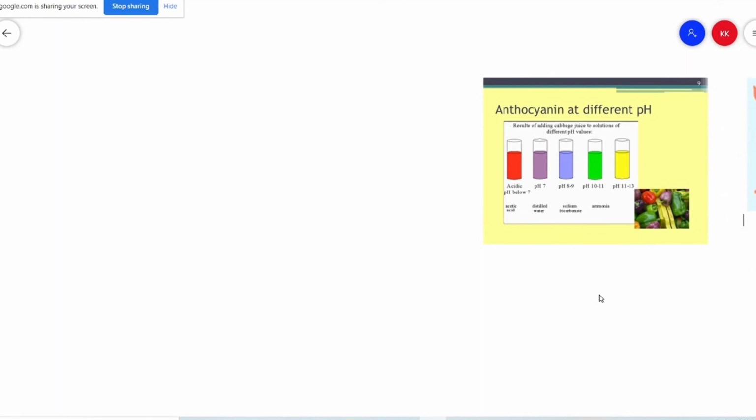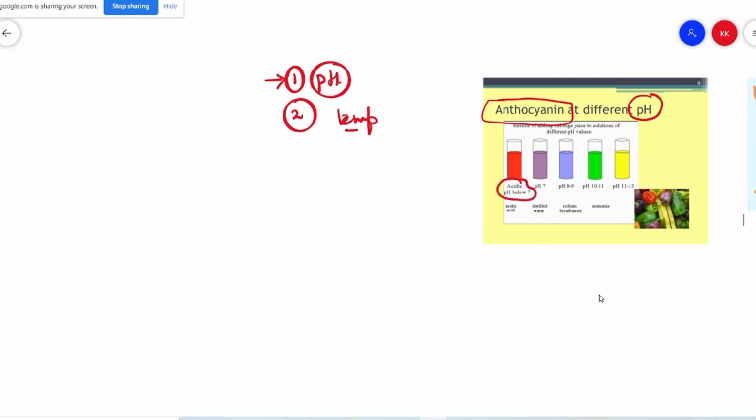So actually anthocyanins, their stability changes, number one, with the pH of the surroundings, and second, the temperature of the surroundings. As you can see in this picture, they have told about the pH. So when there is acidic pH surrounding the anthocyanins, then your anthocyanin color will be red, right? At neutral pH, it will be the same as you can see in different types of berries.